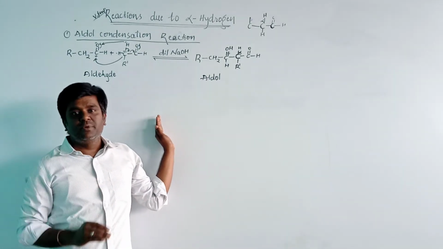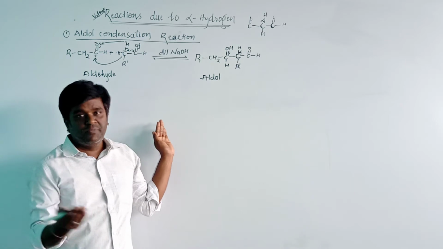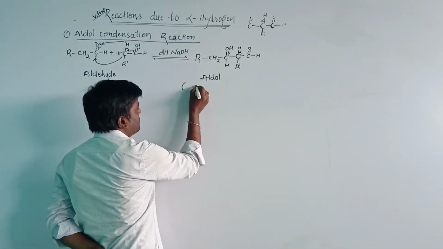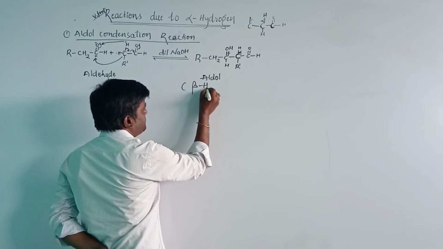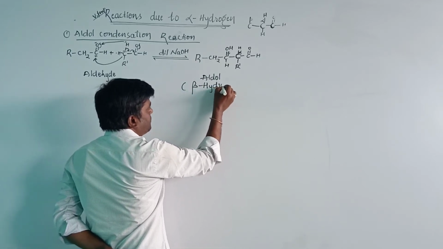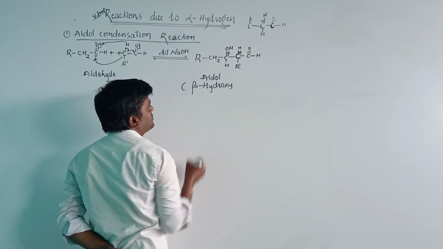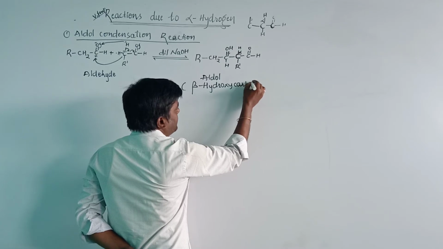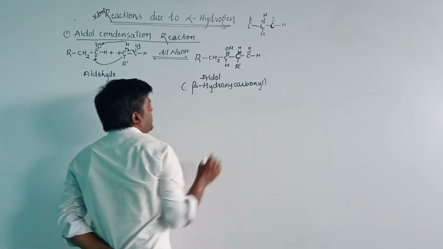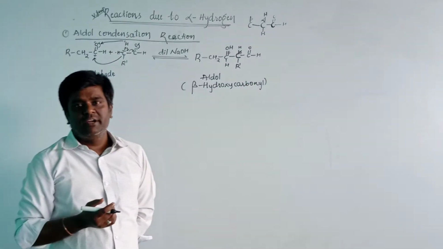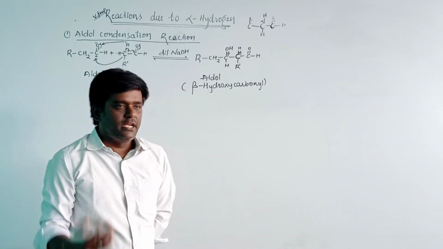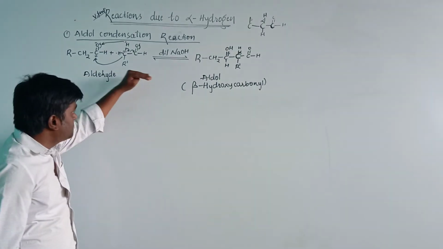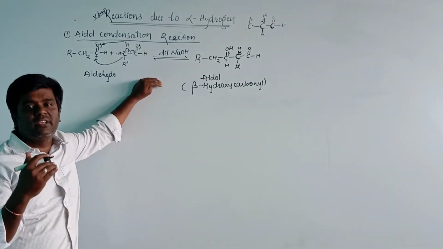In such cases, the prefix for the alcohol is hydroxy. The hydroxy is present at the second position, therefore the name is given as beta hydroxy. Here the product is a beta hydroxy carbonyl compound. If it is an aldehyde, then beta hydroxy aldehyde. If it is a ketone, then beta hydroxy ketone. Okay? This is the formation of an aldol. This much of the reaction is known as an aldol reaction.